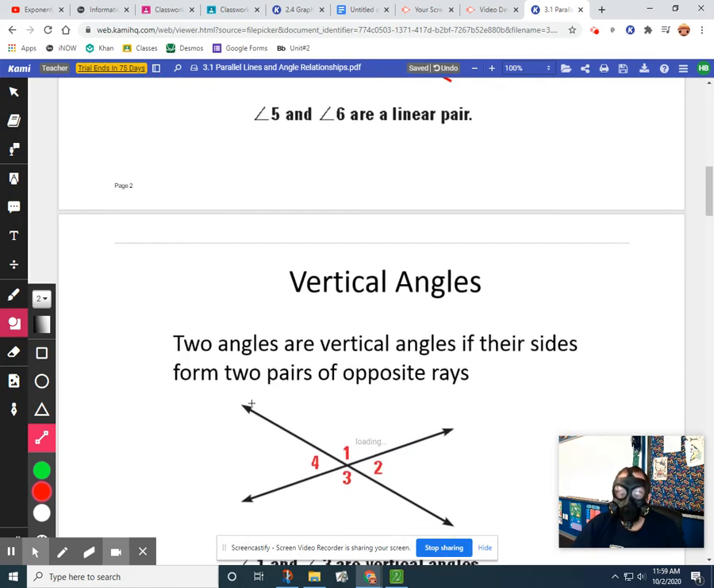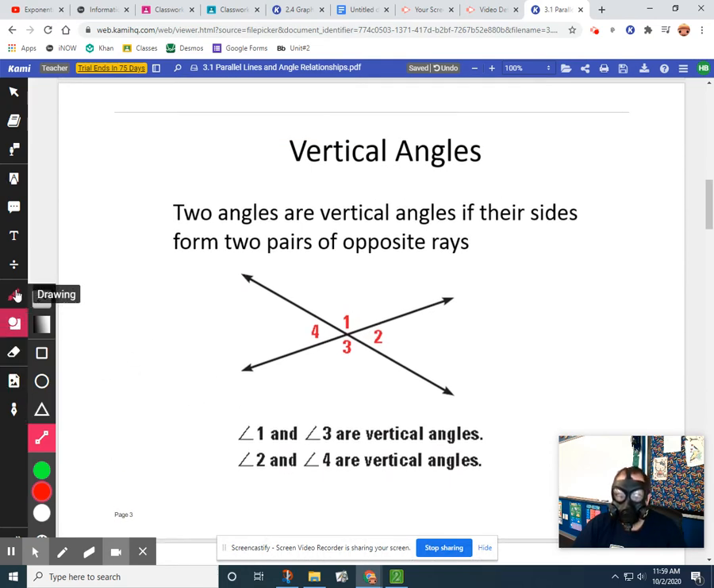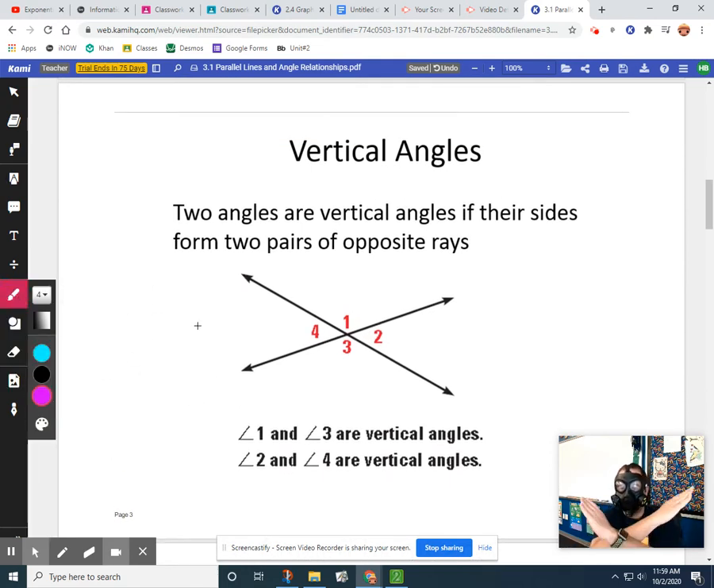Okay, the next one, vertical angles. If I have two lines that intersect and form an X, I've created two pairs of vertical angles. I've got the pair that are across from each other here, 1 and 3, and then I've got another pair that are across from each other here, 2 and 4. Basically, those two lines intersect. I get a pair of linear angles, I get a pair of vertical angles, and on the other side of the line, I get another pair of vertical angles, another pair of linear angles.